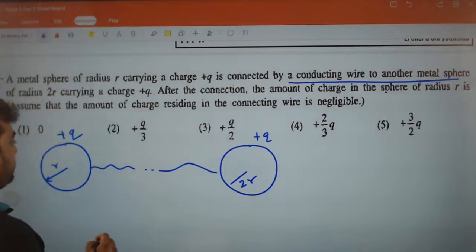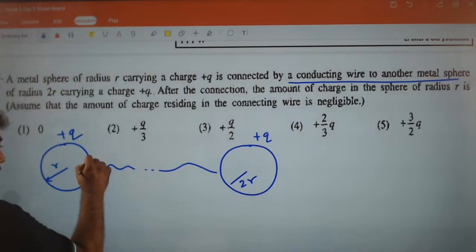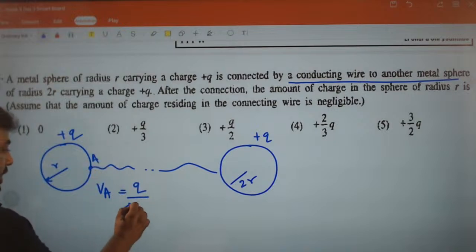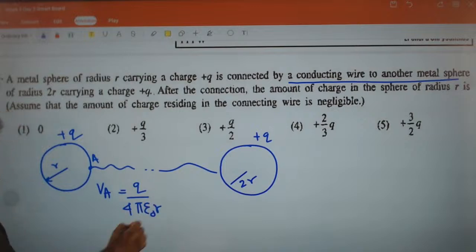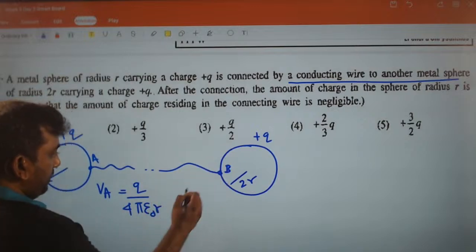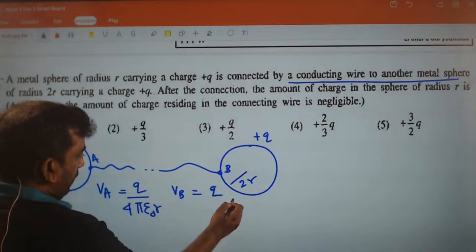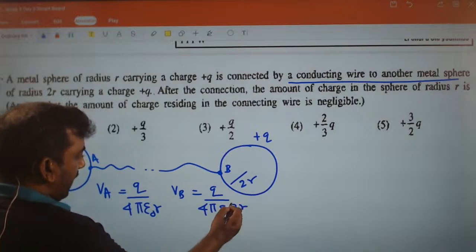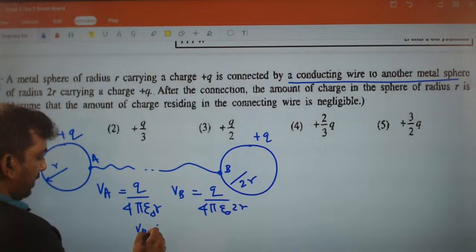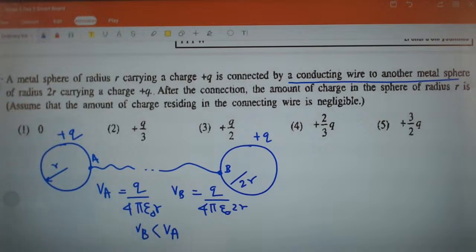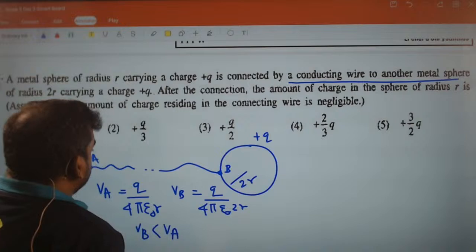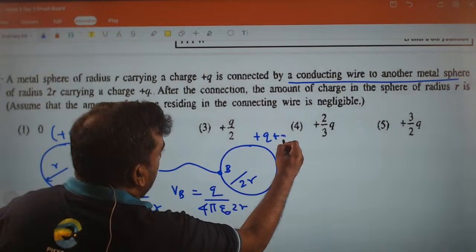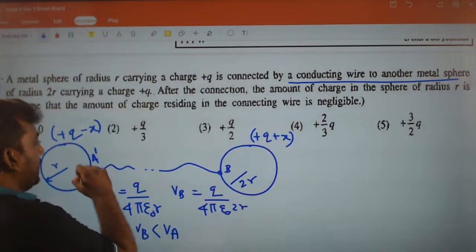So what is happening here? Here potential A is Q divided by 4 pi epsilon naught R. Here potential B is Q divided by 4 pi epsilon naught 2R. Denominator becomes larger means potential is less. VB is less than VA. Now when I connect this, from high potential to low potential, charges will travel until the potentials are equal.